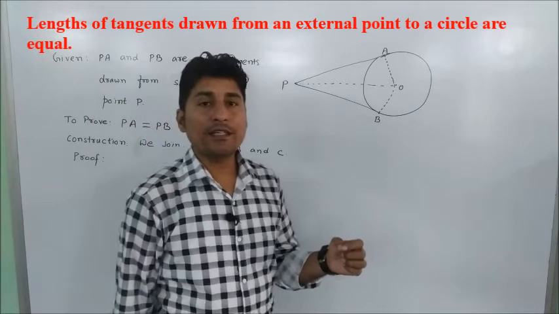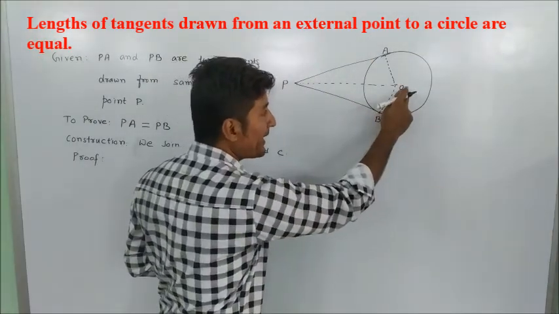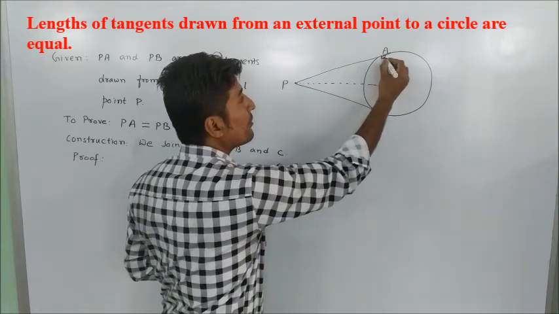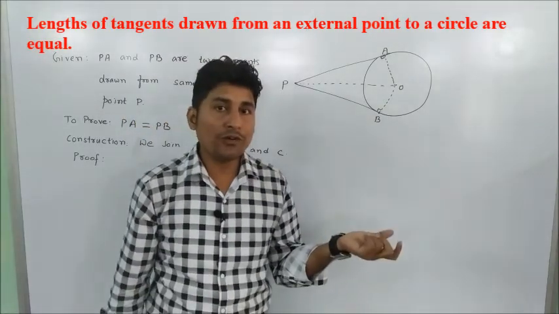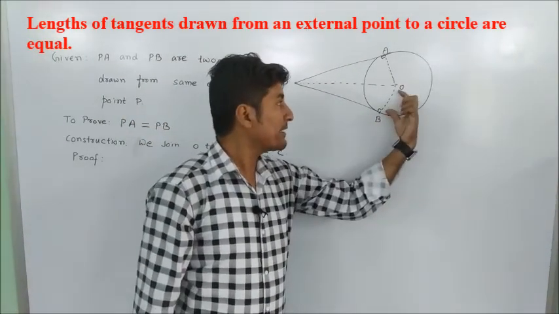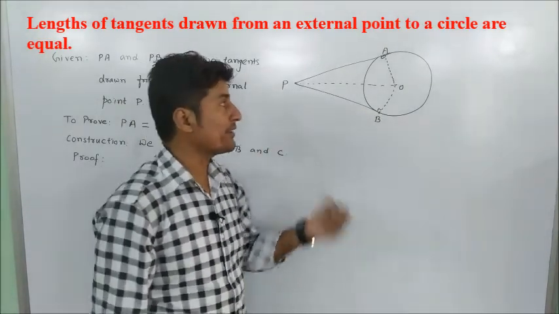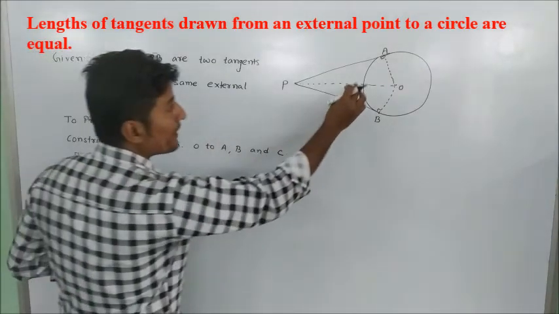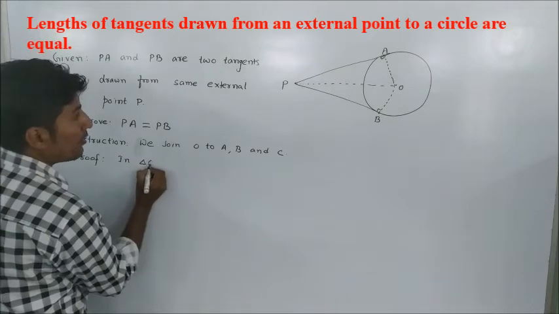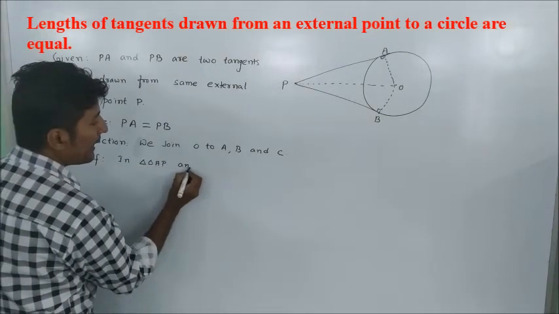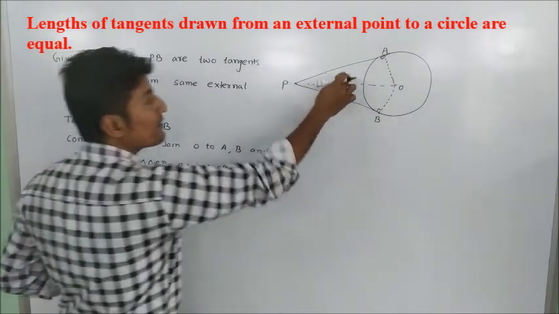In proof, we will consider 2 different triangles. The first triangle is OAP, while the second triangle is OBP. As we know, the tangent is always perpendicular to the radius, or in other words, the radius is always perpendicular to the tangent. This is the property of the tangent. So here in proof, we will consider these 2 triangles, triangle OAP and triangle OBP.